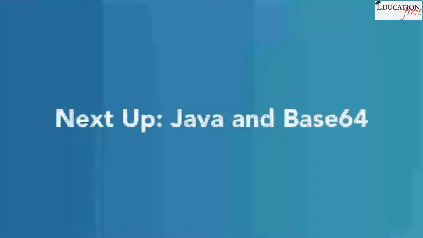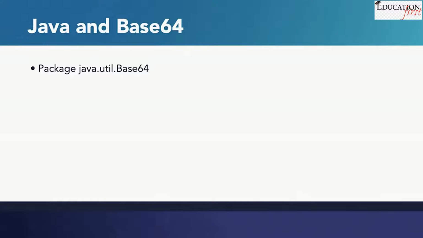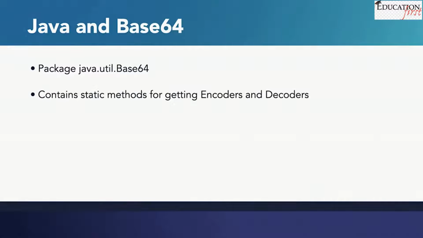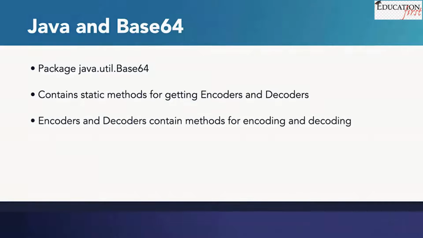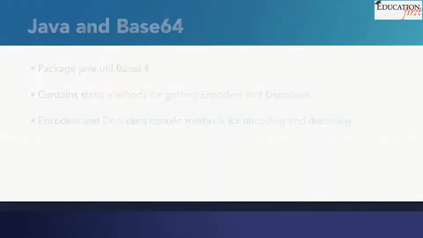In the next video, let's have a look at Java in base 64. Since Java 8, we have gotten a built-in base 64 class in Java. It's located in the java.util.Base64. All it contains are static methods for obtaining encoders and decoders for base 64. These objects contain methods for encoding and decoding. Let's have a look at how to use this to encode and decode in IntelliJ.